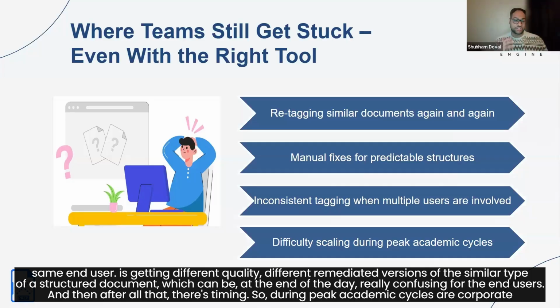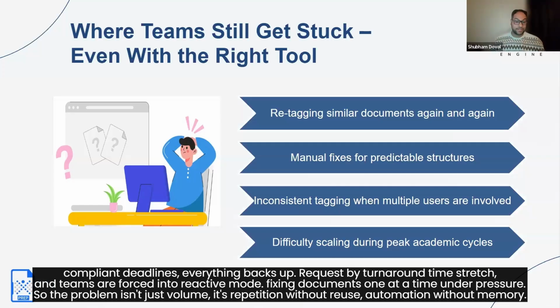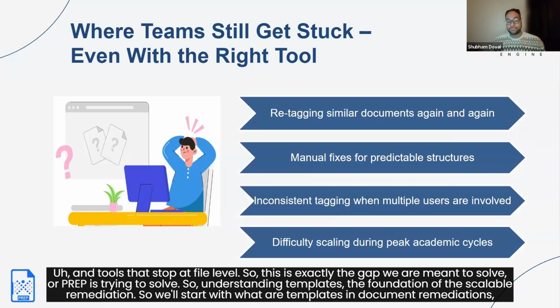And then after all that, there's timing. During peak academic cycles or corporate compliance deadlines, everything backs up. Requests spike, time stretches, and teams are forced into reactive mode, fixing documents one at a time under pressure. So the problem isn't just volume, it's repetition without reuse, automation without memory, and tools that stop at file level. This is exactly the gap PrEP is trying to solve.